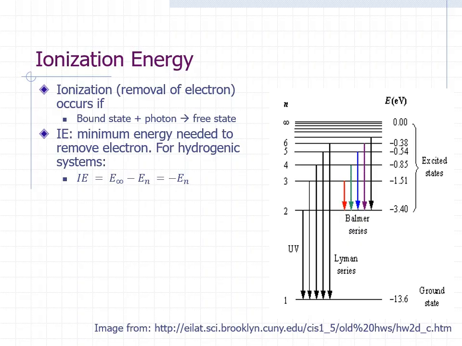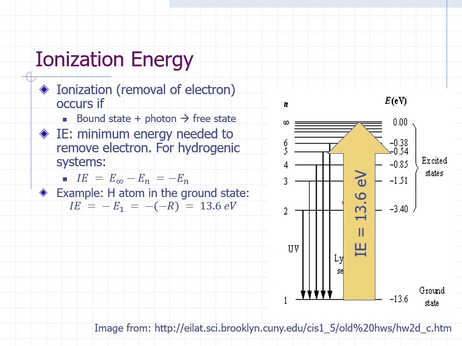Consider a hydrogen atom in the ground state. The principal quantum number, n, is 1. The energy is minus 13.6 electron volts. So, if we want to remove an electron from this atom, we can do so by hitting it with a photon that has at least 13.6 electron volts of energy.